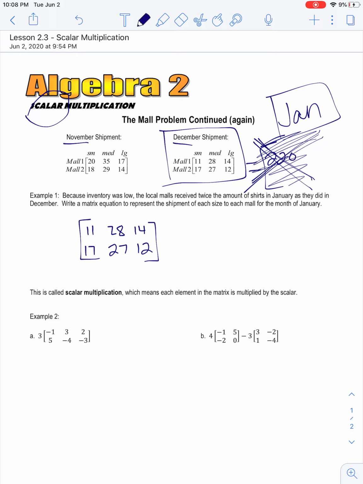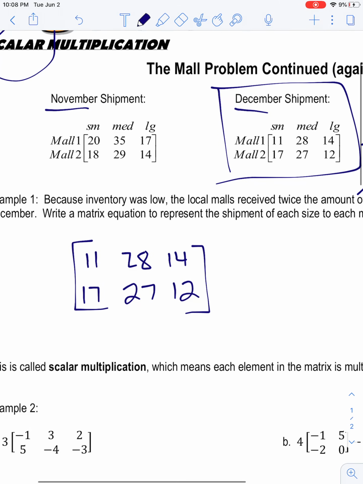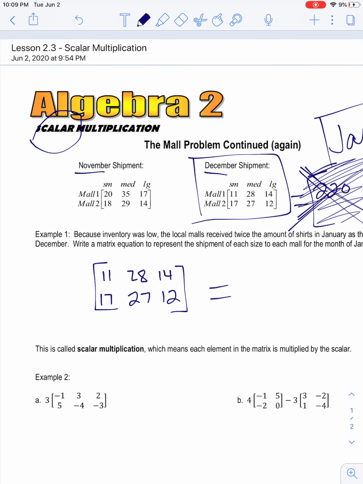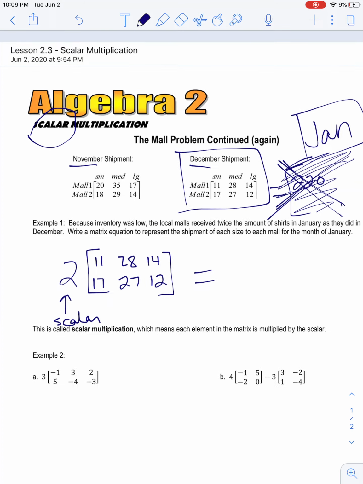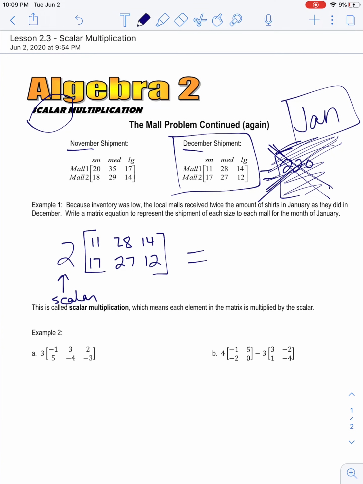So if I want to know what the numbers are for January, and January is twice December, I'm going to put a 2 in front. That's what we call the scalar. And now we're multiplying that 2 by this matrix. It's a 2 by 3. So the 2 is going to multiply by all 6 of the numbers in that matrix. That's how scalar multiplication works.